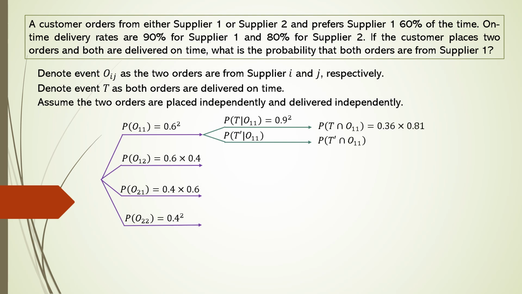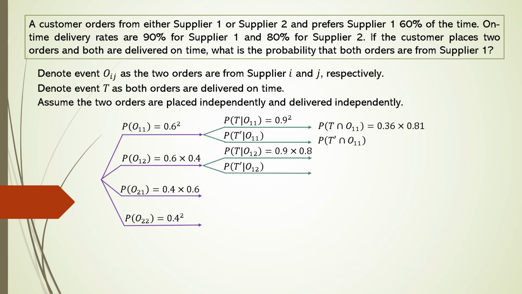Let's try to find the final two outcomes. Now these two outcomes are just part of our overall outcomes. They mean, or one of these, T intersect O11. That means both orders are from supplier 1 and they are both delivered on time. So we have the result for this probability. The other one, again, we don't care.